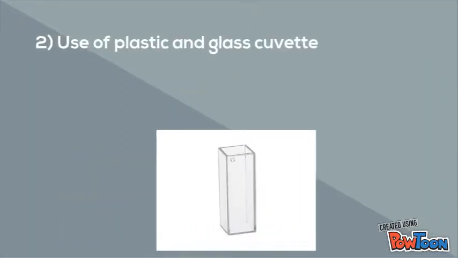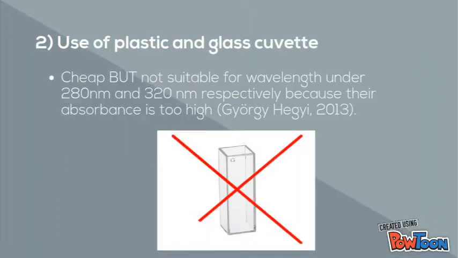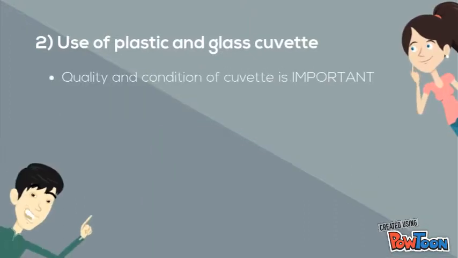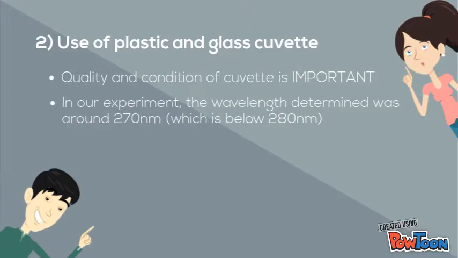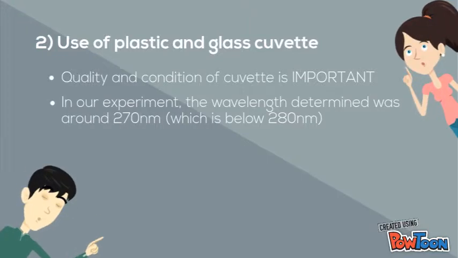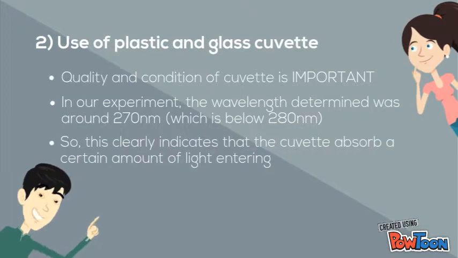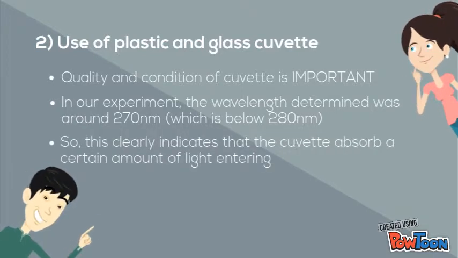Besides, plastic and glass cuvettes are cheap, but not suitable to use at ultraviolet regions of wavelengths under 280 and 320 nanometers respectively, because their absorbance is too high. The quality and condition of the cuvette is important for the measurements. In our experiment, the wavelength determined was around 270 nanometers, so this clearly indicates that the cuvette itself absorbs a certain amount of light entering.